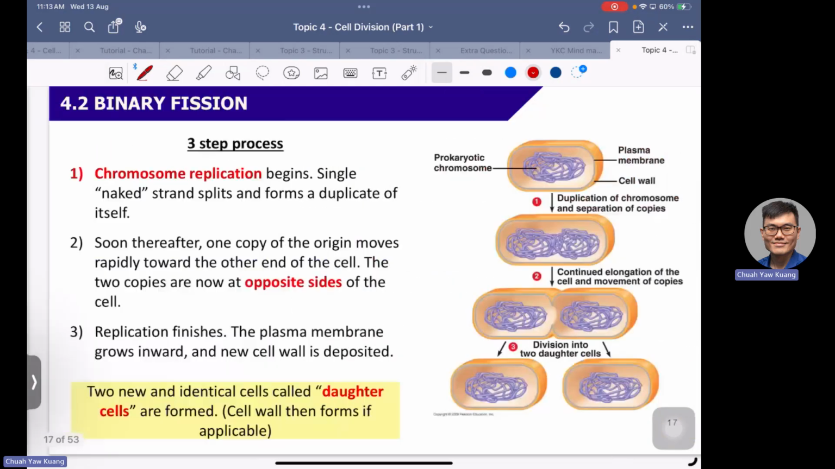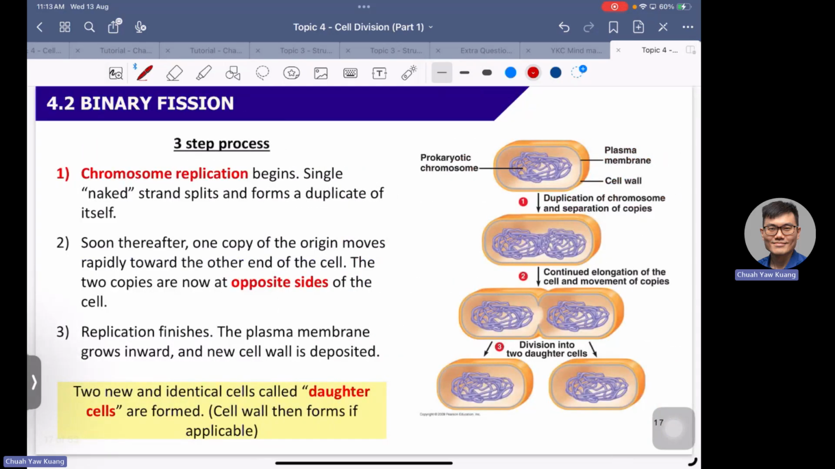Let's look at the process of binary fission. It is just a three-step process. Only three steps, very simple. The first step is they replicate their DNA. Their DNA here is the nuclear DNA, not the plasmid. Plasmids don't do it like this. So their nuclear DNA will just replicate. One becomes two. It's circular DNA.